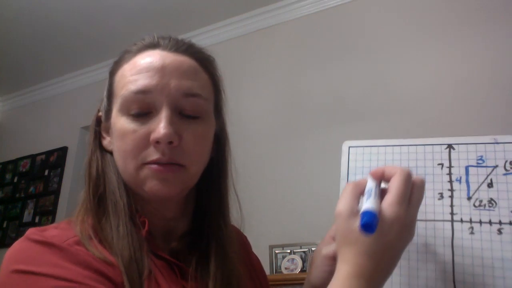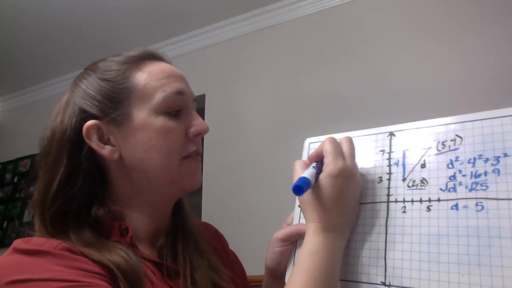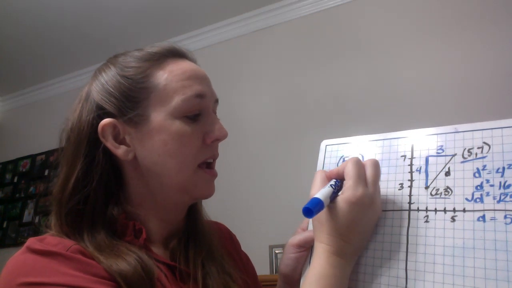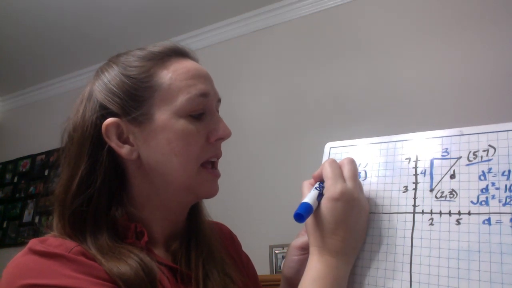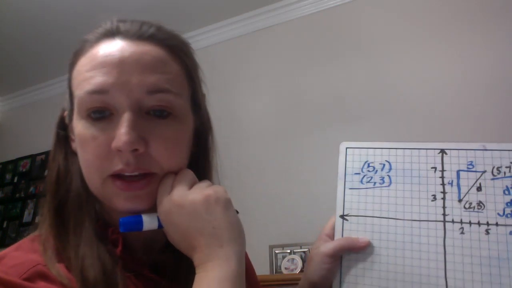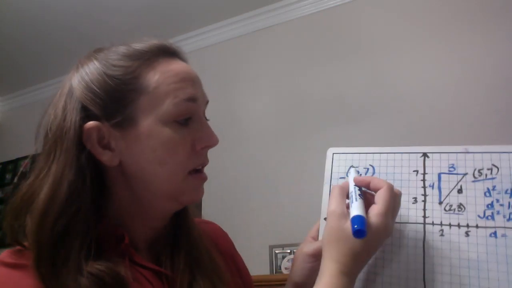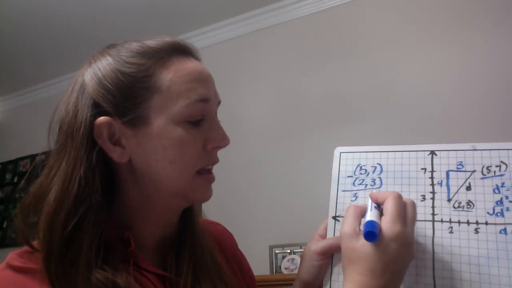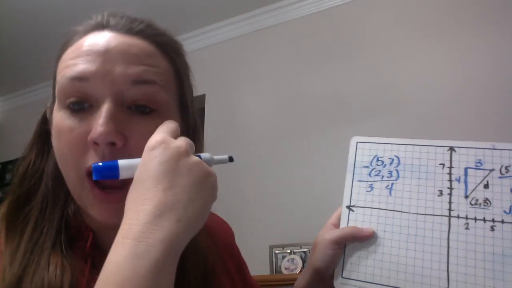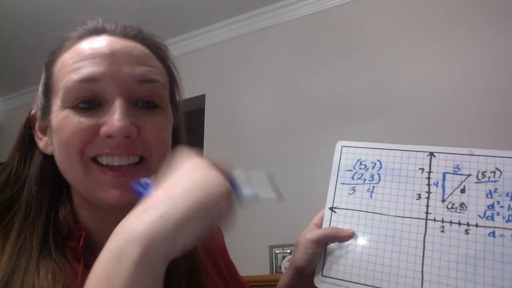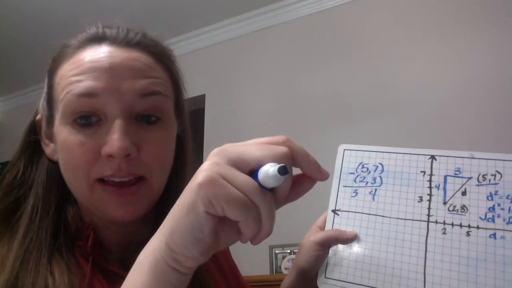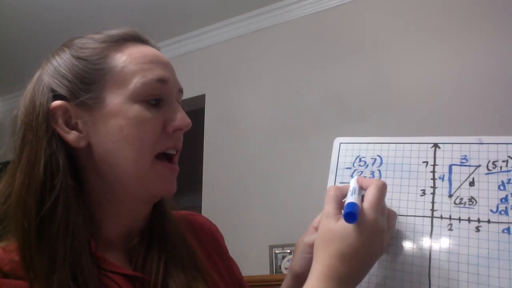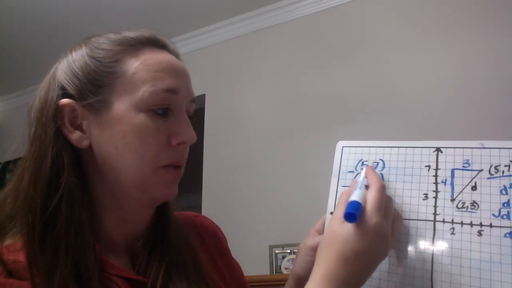I can take the 5 and the 7 and the 2 and the 3, and I can subtract them. Did you notice that? 5 minus 2 is going to give me 3. 7 minus 3 is going to give me 4. So if I subtract those coordinates, I can get the sides of the triangle right away without having to draw it or count it. I can just say, hey, 5 and 2 are 3 spaces apart, and 7 and 3 are 4 spaces apart.